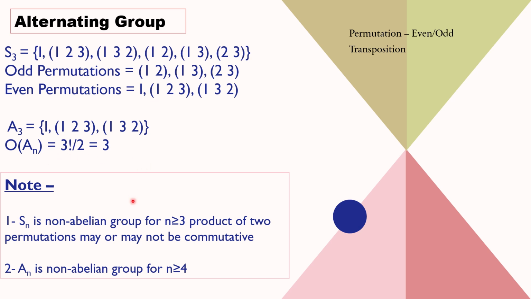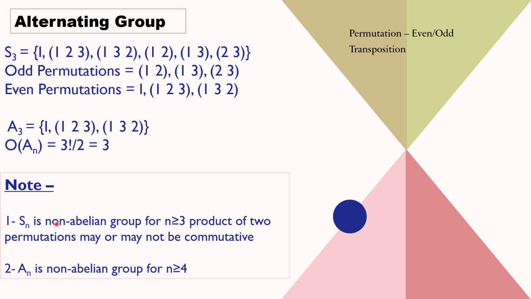Now, an important thing which you have to remember properly at all times, because this is what we are going to use in future videos in theorems as examples, and conversely, when we are performing theorems and you do the converse, you will use this example that I'm just going to explain now. So make sure you remember this perfectly. Sn is a non-abelian group for n greater than or equal to 3. The product of two permutations may or may not be commutative.